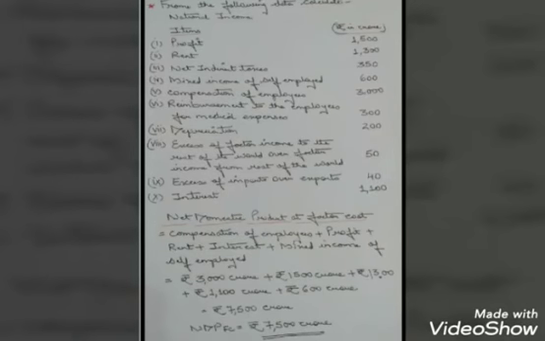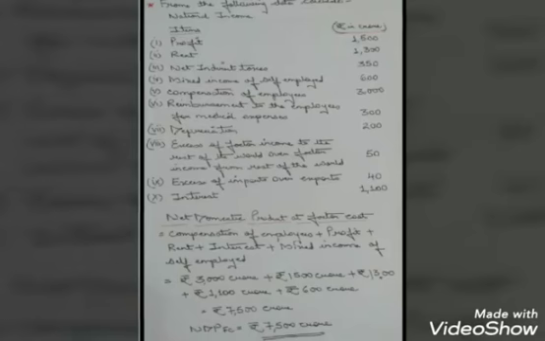that is NNP at factor cost. And to find out national income, the very first thing which we will find out is net domestic product at factor cost. Now to find out net domestic product at factor cost, children, what are the things which you will be taking from here? Let's start.